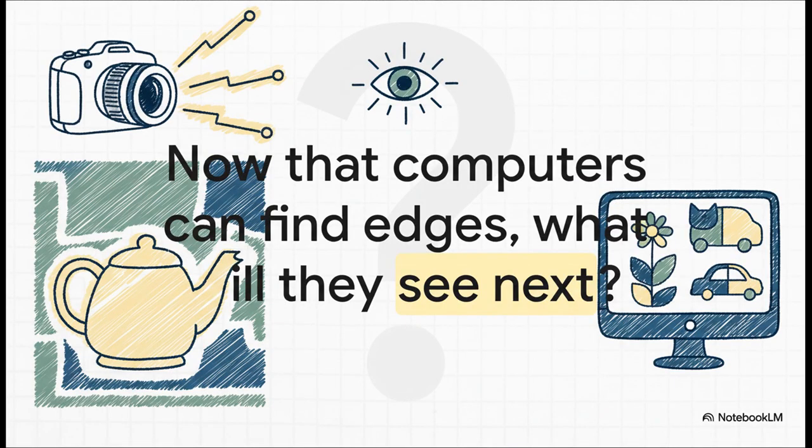So when you boil it all down, we've managed to teach machines the very first critical part of seeing: how to find the outlines of the world, how to separate one thing from another. It's a pretty incredible achievement, really. And it leaves us with a really exciting question to chew on. Now that computers can find the edges of objects, what are they going to learn to see next?